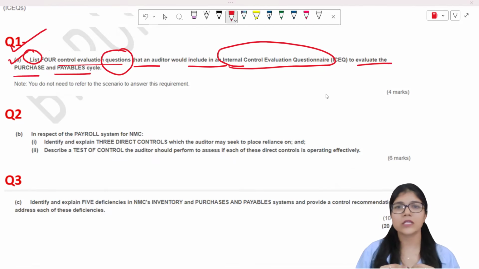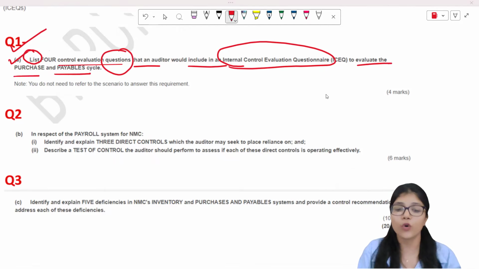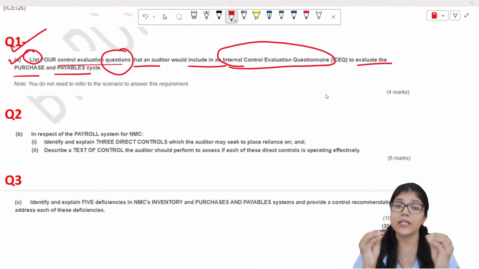Again, this is nothing that you have learned or anything. ACCA is testing if you really know the concept, because they know that if they ask you the definition for ICQ or ICEQ, you would know it, because that is very widely available and students generally learn that definition, right? But over here they have not asked you the definition, so you don't need to write the definition. That's a waste of time. Instead they have asked you what kind of questions you can ask.